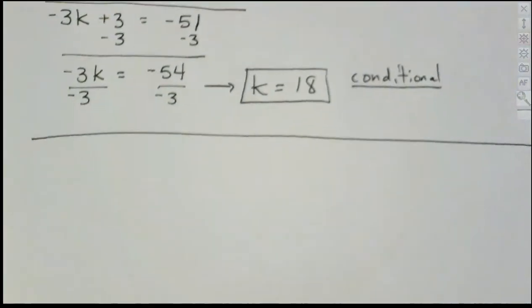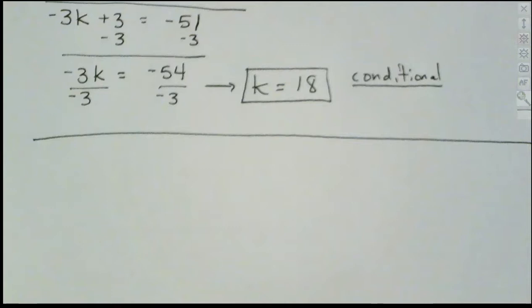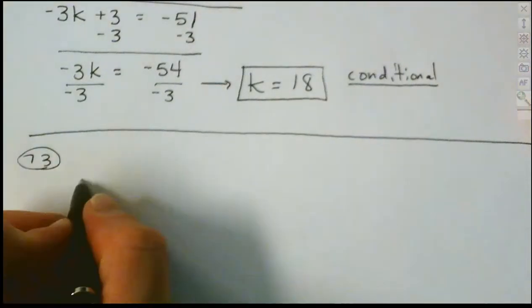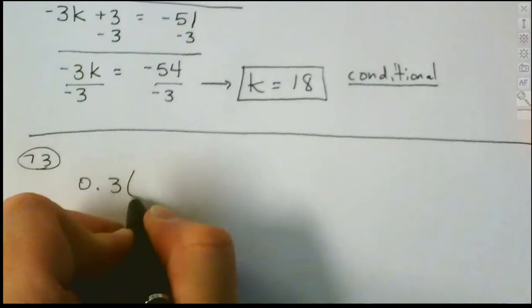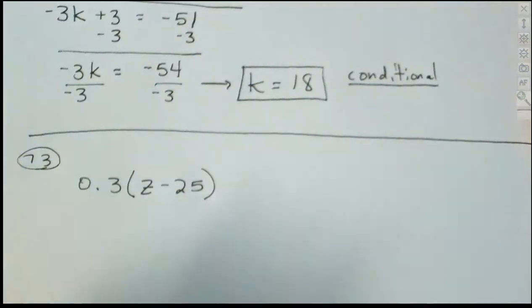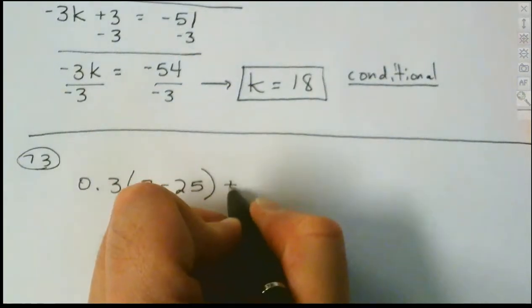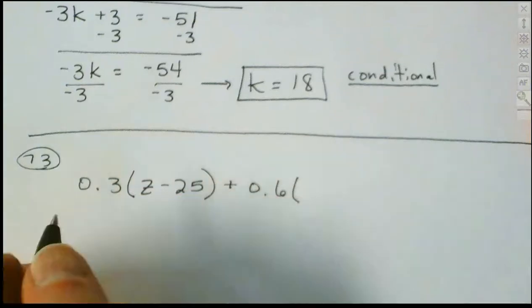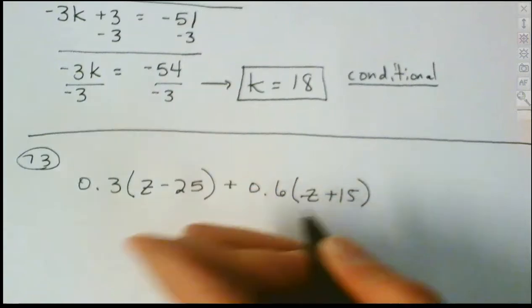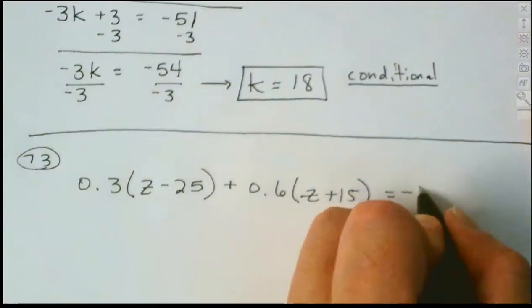Let's do a couple of decimal ones, and that'll be it for today. So let's look at a decimal one. How about we look at 73? That's 0.3 times z minus 25 plus 0.6 times z plus 15, and that equals a negative 12.